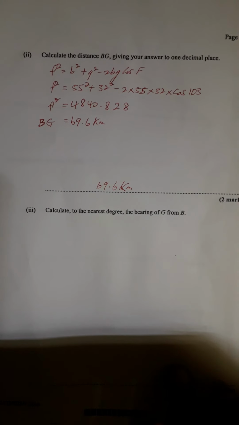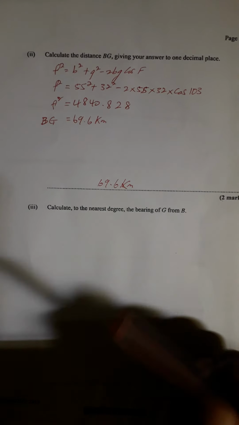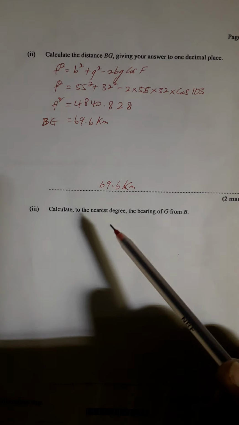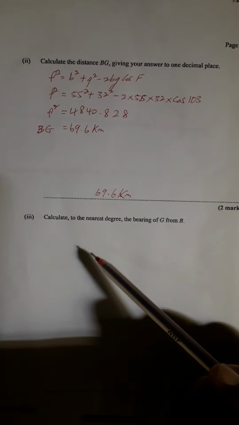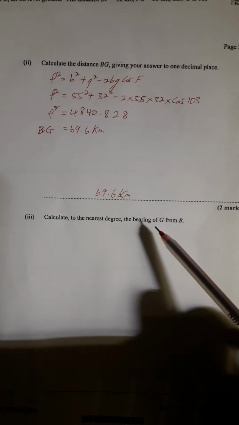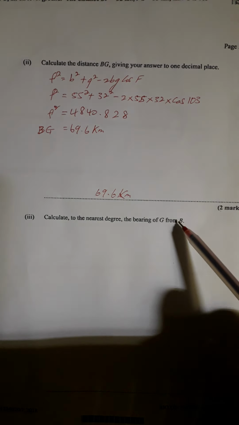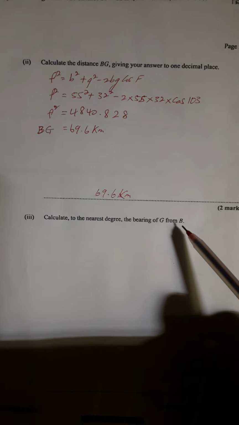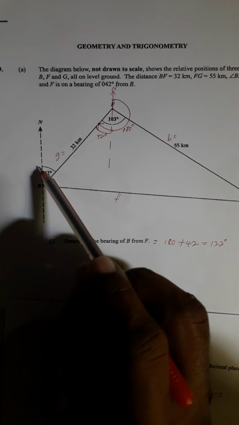Alright, question 3. Calculate to the nearest degree. So what we'll do, we'll round off our answer to the nearest degree, nearest whole number. The bearing of G from B. From B, meaning that we are starting at B and then we are going straight to G. If we are starting at B, we need to have a north line. Let's see if we have a north line here. Yes, we have a north line here at B.